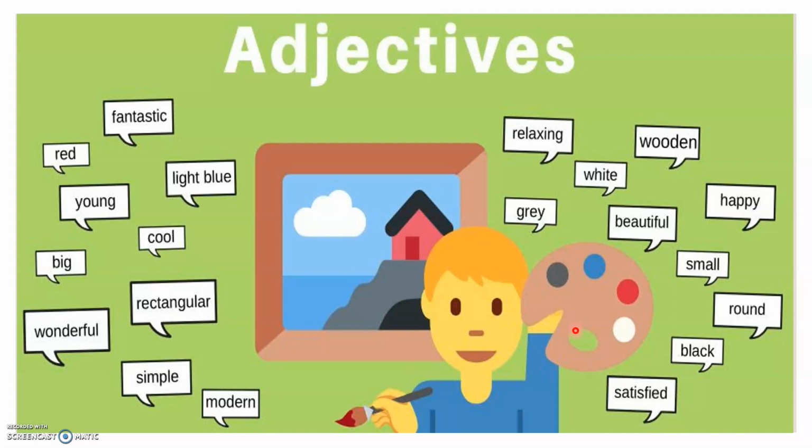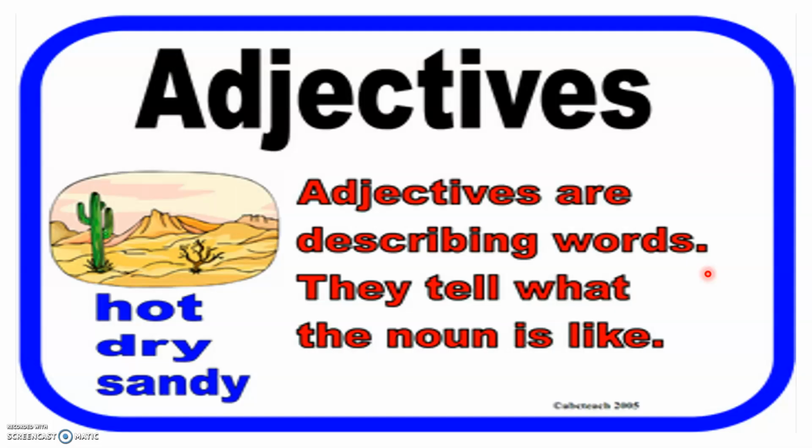Look at these adjectives here that you have. We have simple, modern, wonderful, big, young, red, cool, round, small. All these, they are adjectives. What is an adjective? Adjectives are describing words. What does that mean? They tell what the noun is like. So we use the adjectives to describe the noun. We tell what the noun is like.